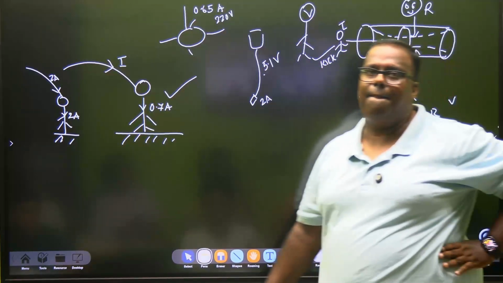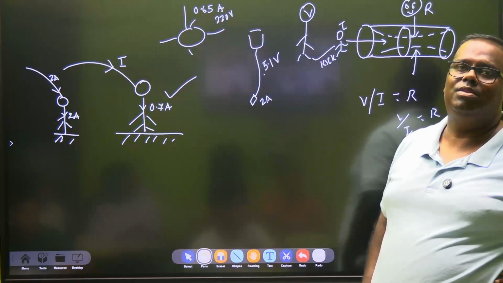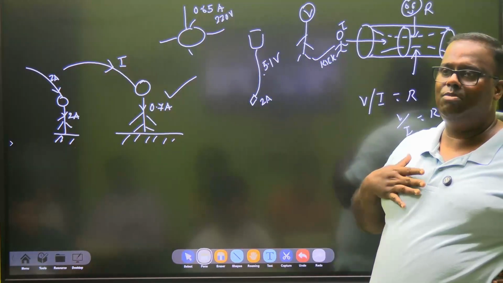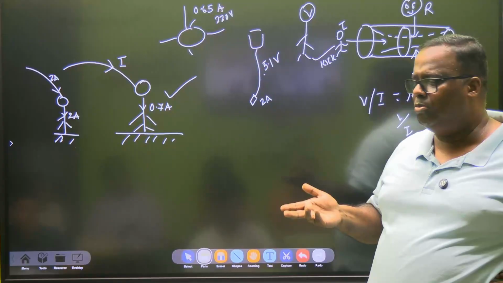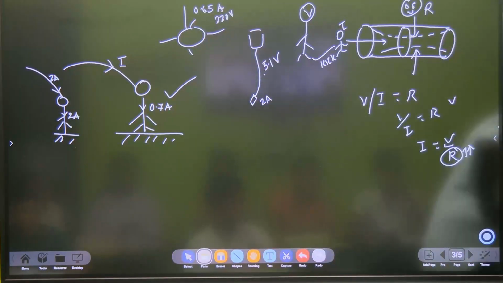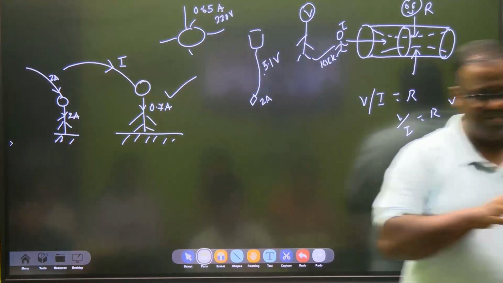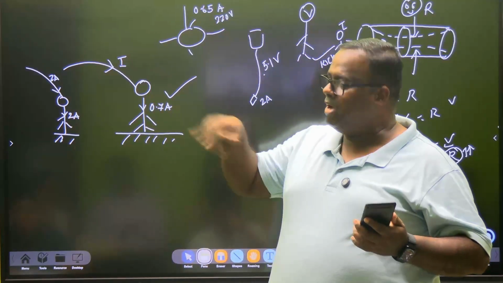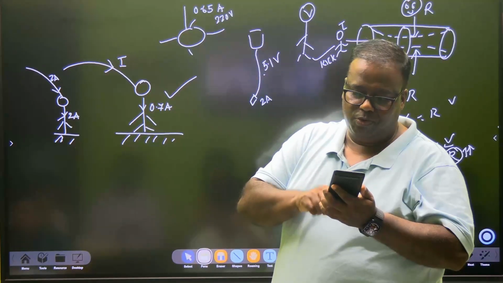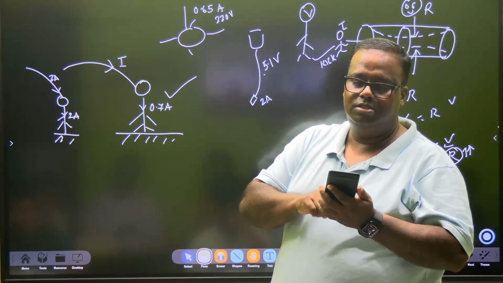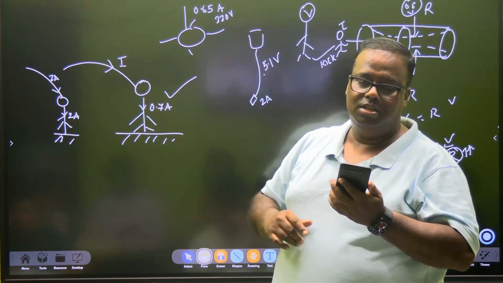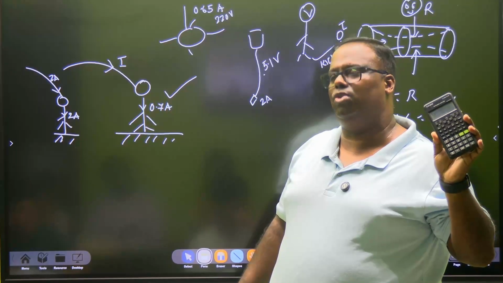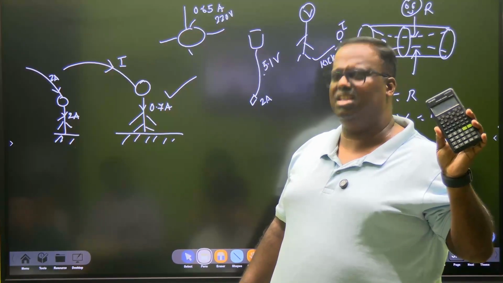So it's basically that 5.1 volts is not able to give the 2 amperes. Your body resistance is around... V by I is equal to R, correct? So V by R is equal to I. So 5.1 divided by 10,000, my body's resistance. The current flowing through my body is now 5.1 into 10 to the power minus 4. Very, very less.